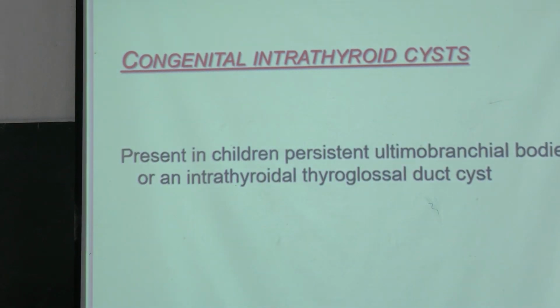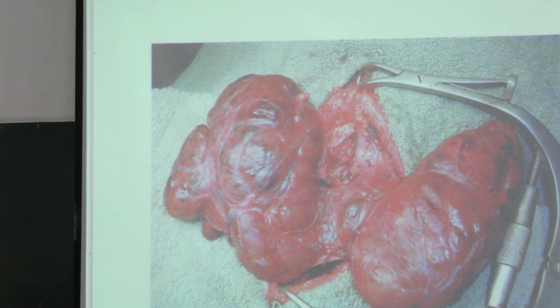Now, congenital intrathyroid cyst present in children, persistent ultimobranchial bodies or intrathyroidal thyroglossal cyst. The large multinodular goiter. Here, colloidal goiter. This is a total thyroidectomy for dysmorphogenic goiter.